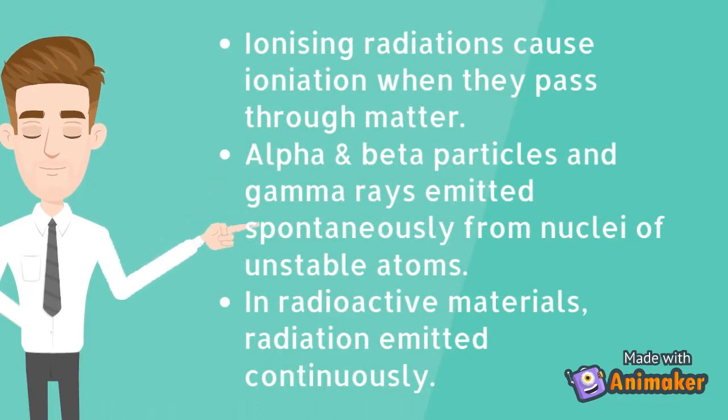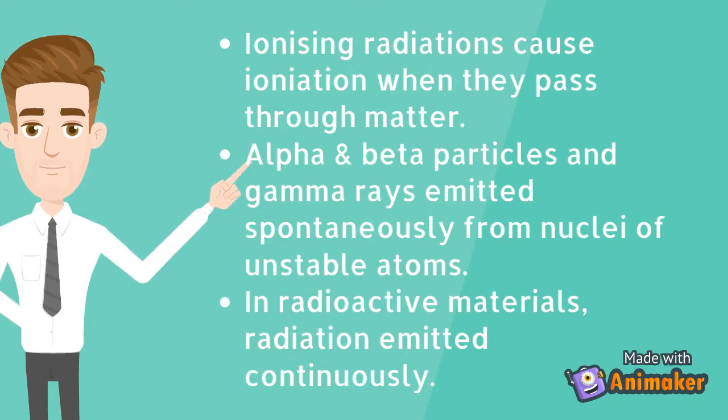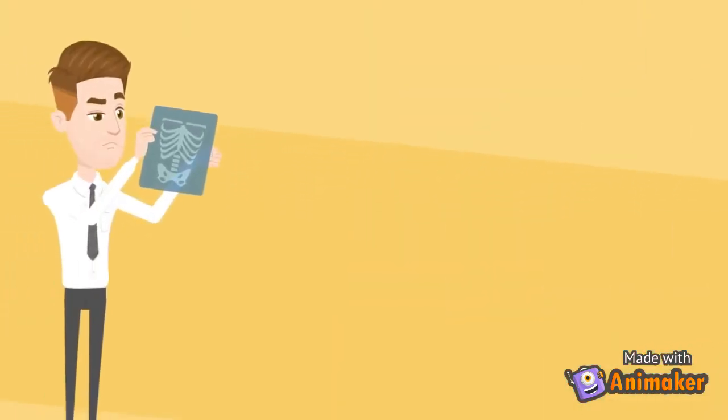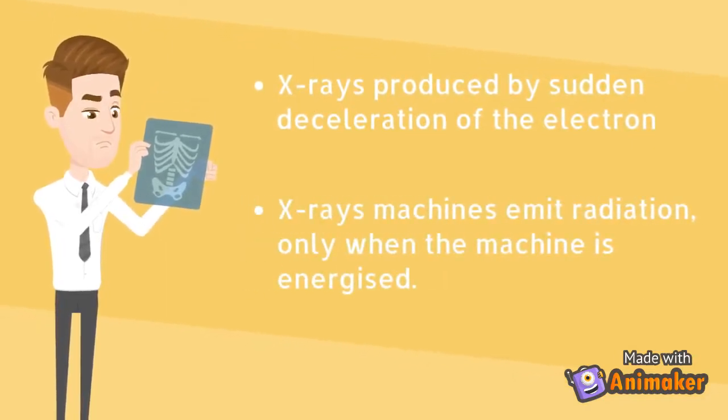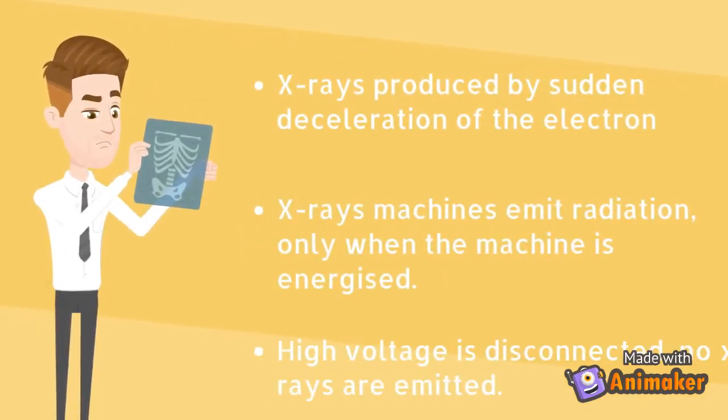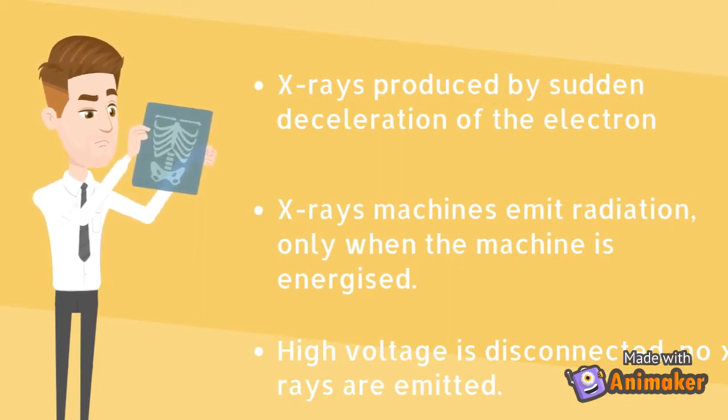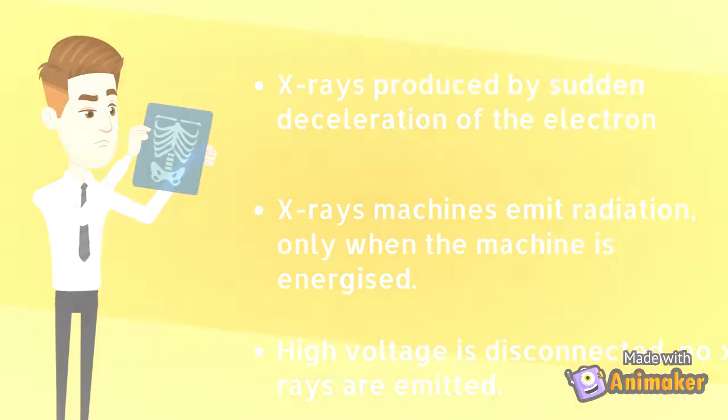Alpha and beta particles and gamma rays are emitted spontaneously from the nuclei of unstable atoms during radioactive disintegration. In radioactive materials, radiation is emitted continuously in a regular manner, and there is no way of stopping it. It cannot be switched off. X-rays are produced by the sudden deceleration of electrons in the strong field of the target nucleus. X-ray machines emit radiation only when the machine is energized. When the high voltage is disconnected, no X-rays are emitted.